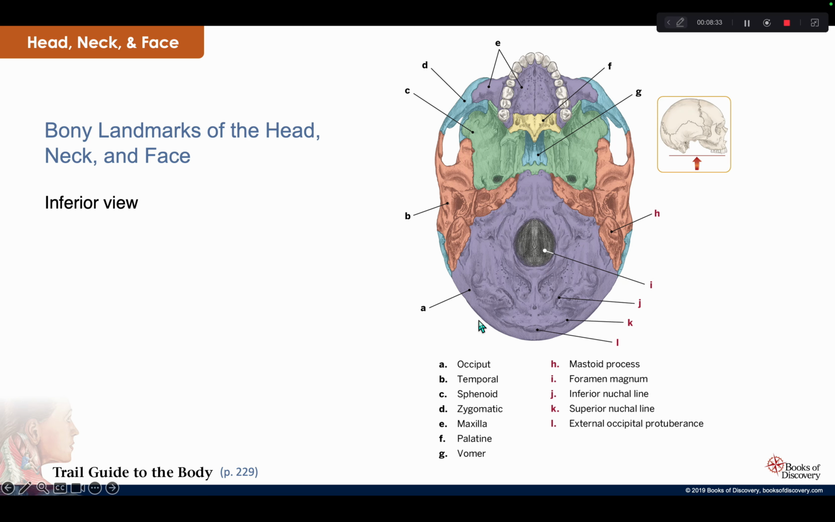Let's see, what else did we not see in those pictures? F, palatine bone. So think palate, the top of your mouth. You have a little bone there as well. So just a cool little inferior view here.